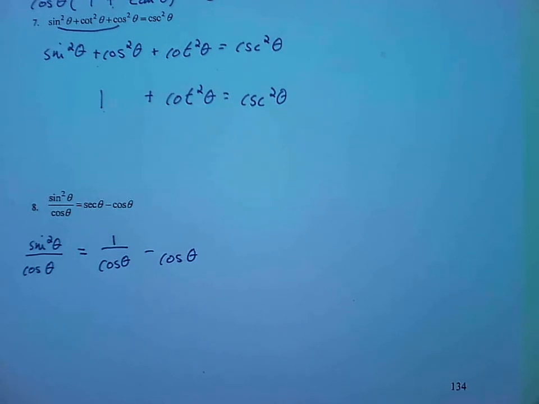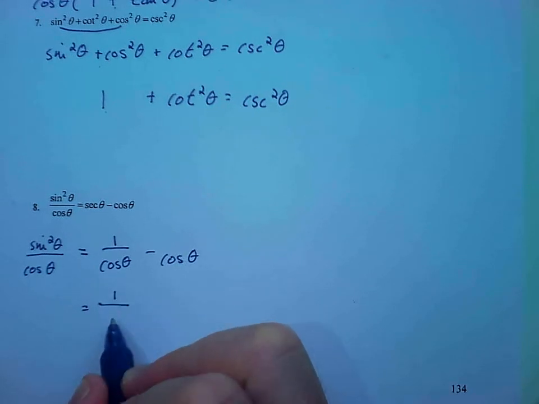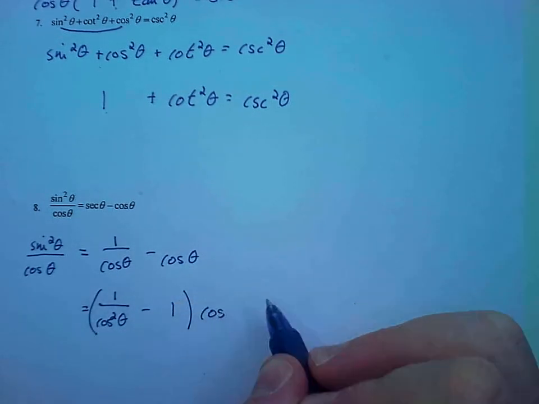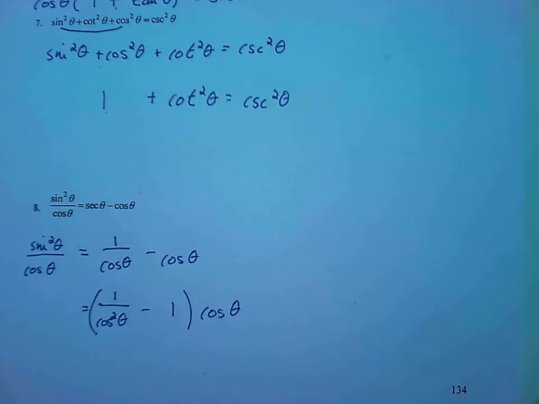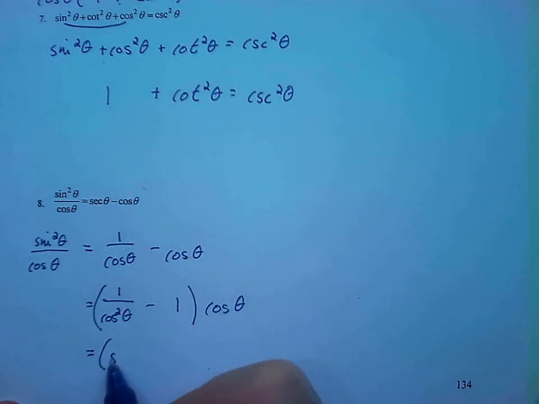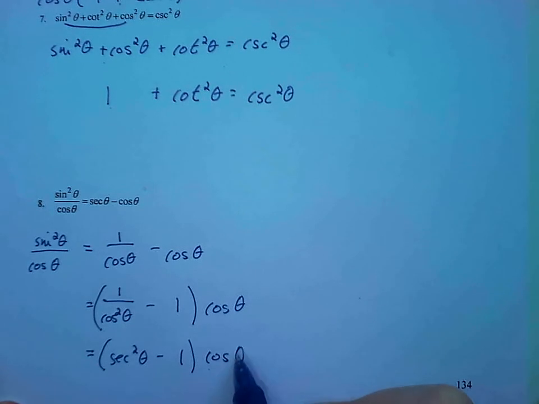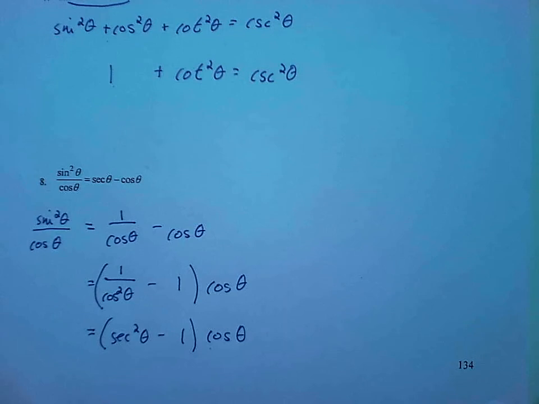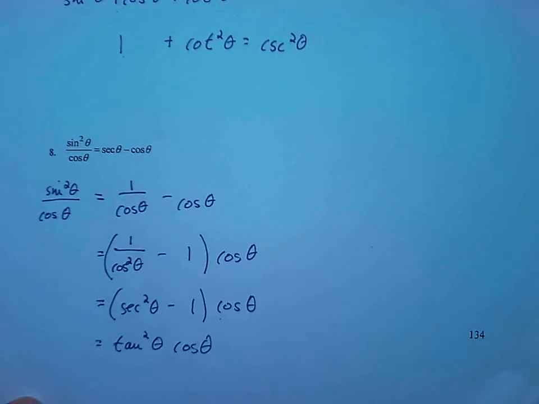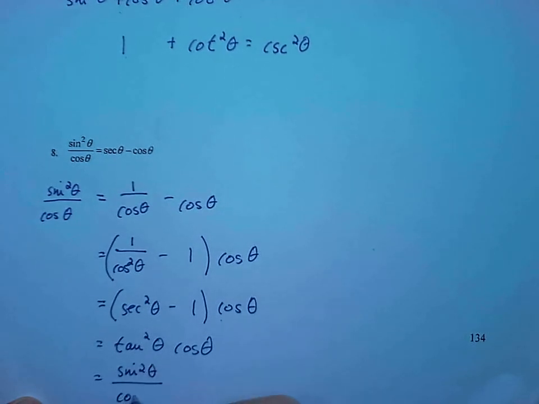Now what I can do is factor out a cosine of theta. So now this is going to become 1 over the cosine squared of theta minus 1. And then this quantity times the cosine of theta, so that if I multiplied it back inside, I would get back to my original equation. Well, 1 over the cosine squared of theta is simply just the secant squared of theta. And I know that the secant squared of theta minus 1 is just equal to the tangent squared of theta. So I'm going to have the tangent squared of theta times the cosine of theta. And the tangent squared of theta I know is equal to sine squared of theta over cosine squared of theta.